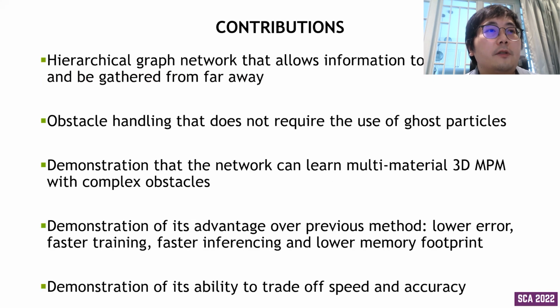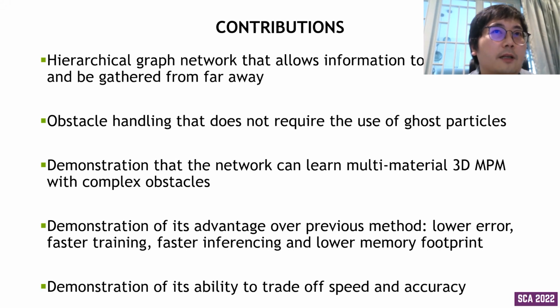The main contributions of our work are the hierarchical graph network that allows information to propagate and be gathered from far away in a single iteration; obstacle handling that does not require the use of ghost particles, so that we don't need to represent the obstacle as particles; and a demonstration that the network can learn multi-material MPM with complex obstacles. We also demonstrate its advantages over previous methods: faster training, faster inferencing, lower memory footprint, and the ability to trade off between speed and accuracy.